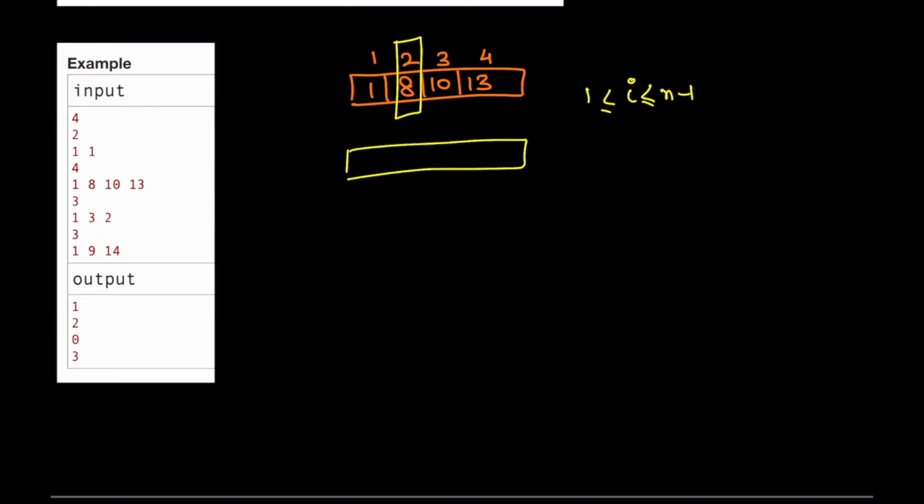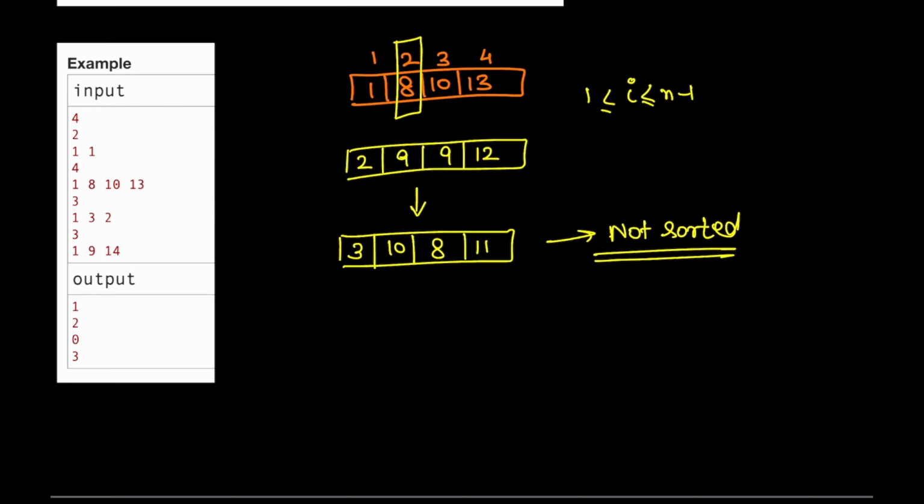So I will increment all these elements and I will decrement all these elements. After one operation, our array would look like this. This would be 9 and this would be 12. I incremented 1 in this and I decremented 1 from these. Again performing the same operation on the same index, it got 3, 10, 8 and 11. So this is not sorted. So the number of operations required were 2, and the answer is also 2.